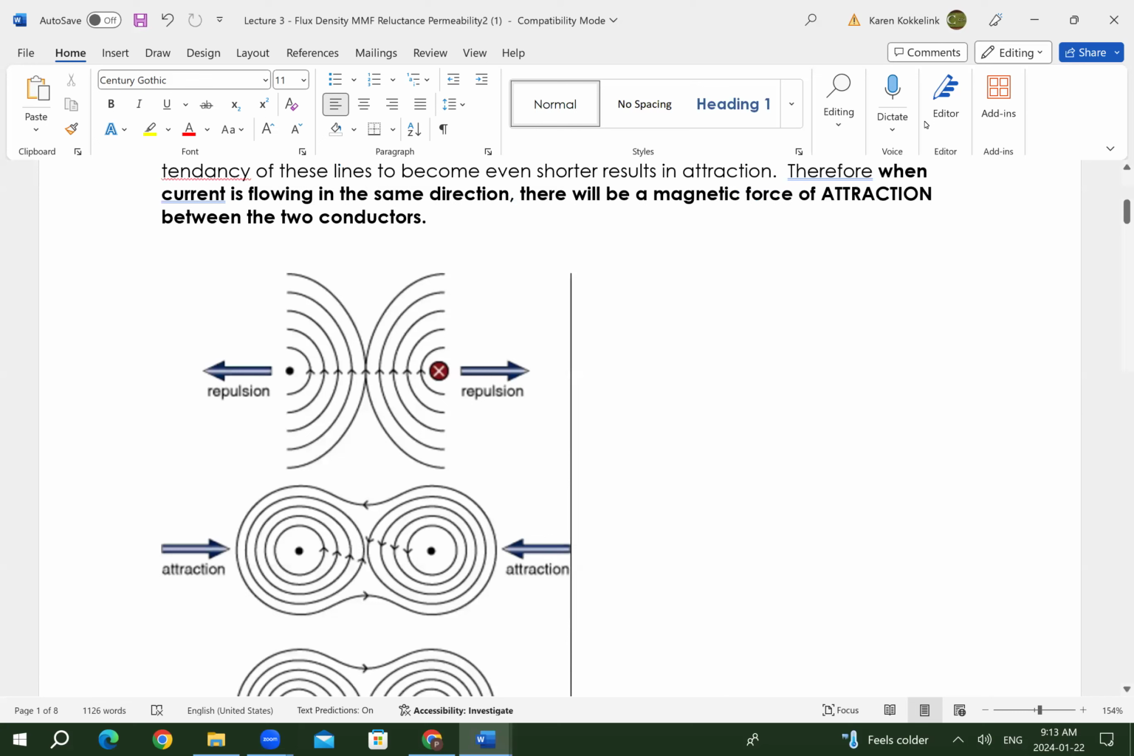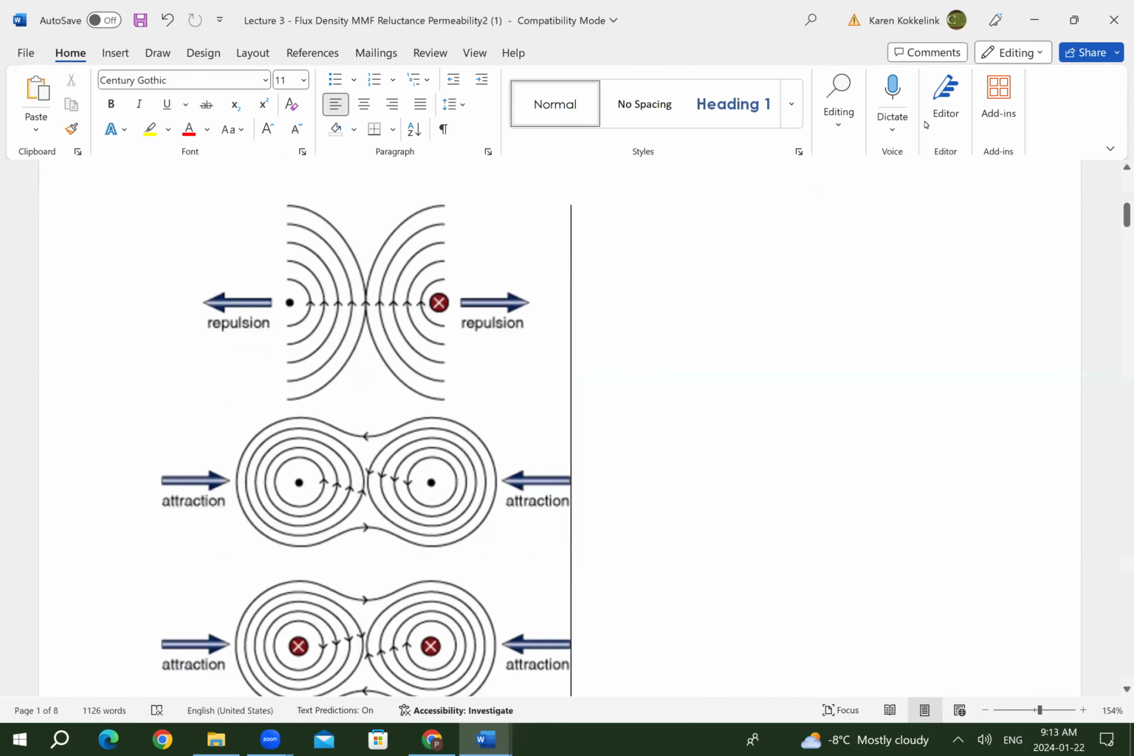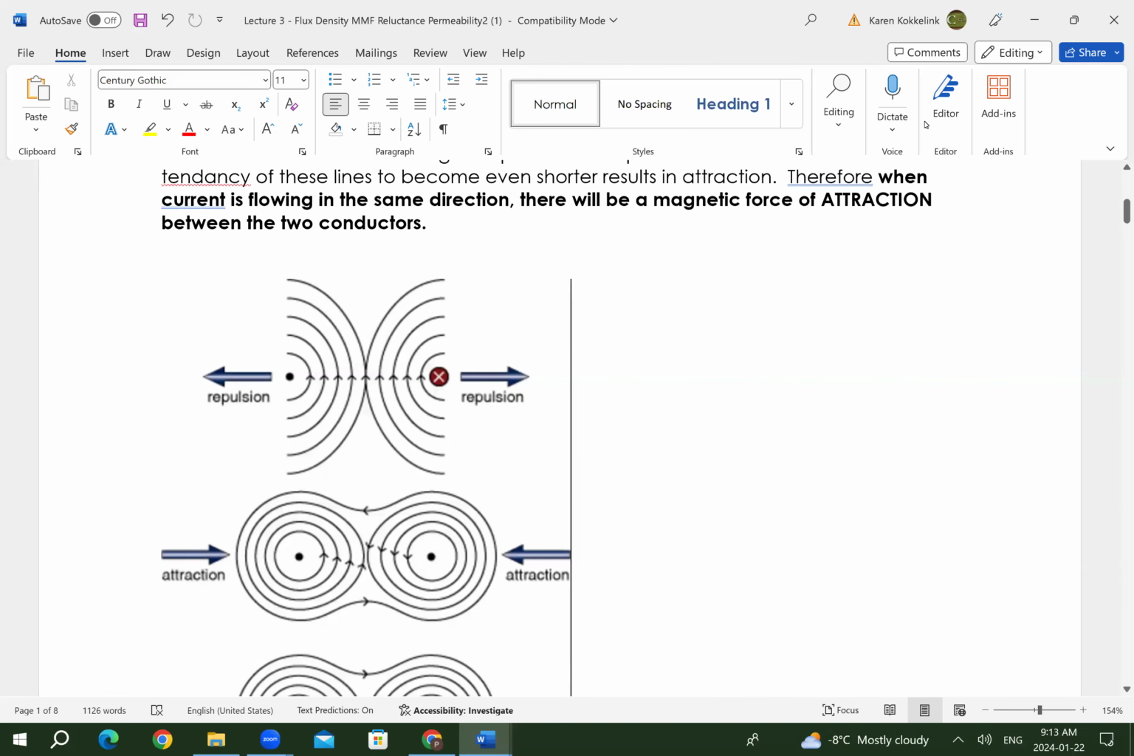All right. This is a current carrying conductor, which means it's not a bar magnet. It's a wire that carries current through it. When the current flows in the same direction, there's a magnetic force of attraction between the two conductors. And when it flows in the opposite direction, they repel each other.